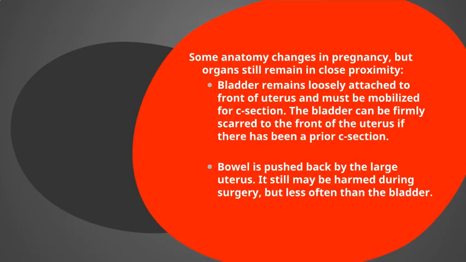The bladder remains loosely attached to the front of the uterus. It must be mobilized during a C-section. The bladder can be firmly scarred to the front of the uterus if there has been a prior C-section. The bowel tends to be pushed back by the pregnant uterus. It still may be harmed during surgery, but less often than the bladder.